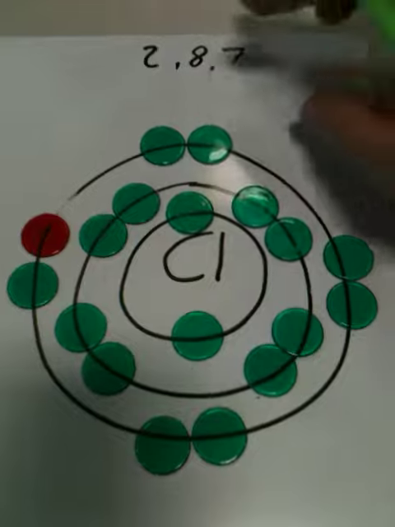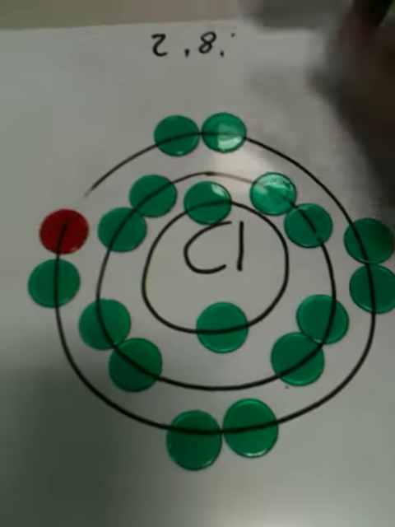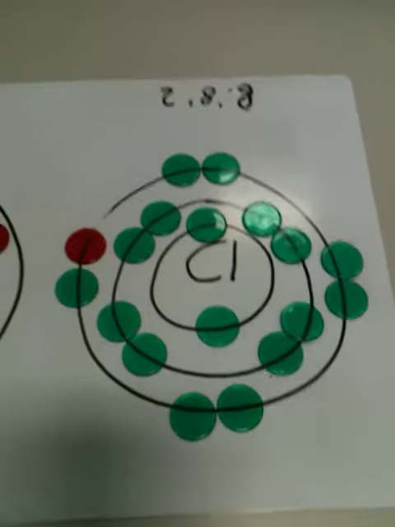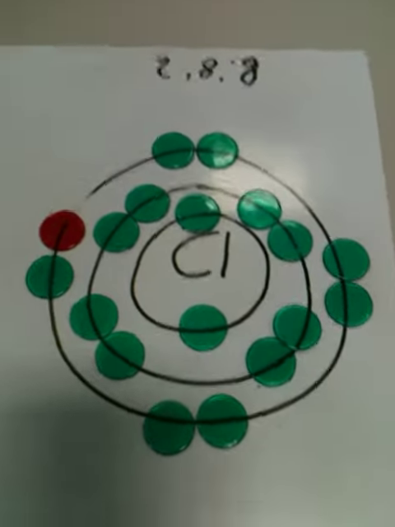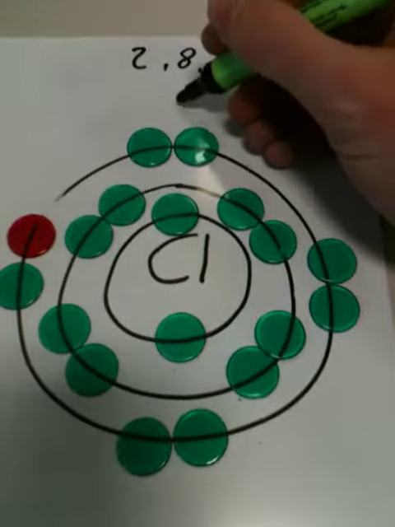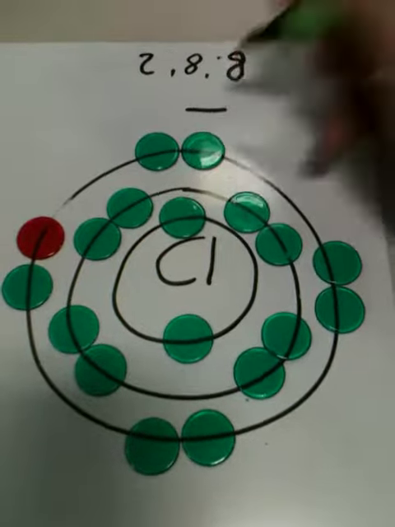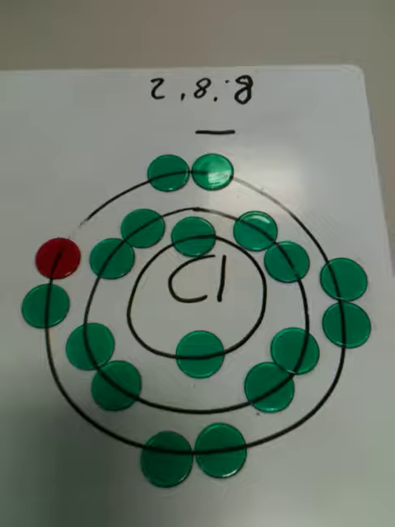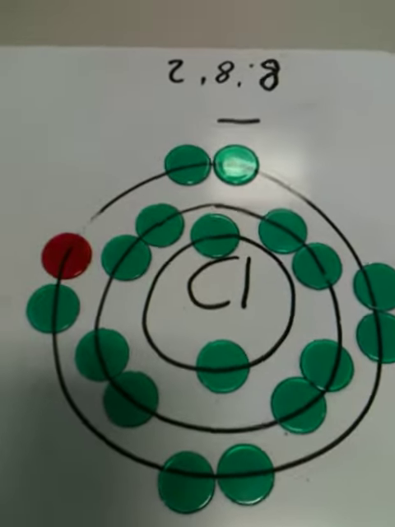Chlorine, on the other hand, has now got an electron structure of 2,8,8. And because it has gained an electron, it's gained a negative charge, it has an overall charge of 1 negative. And it too has become an ion because it's got a charge, and it is a negative ion.